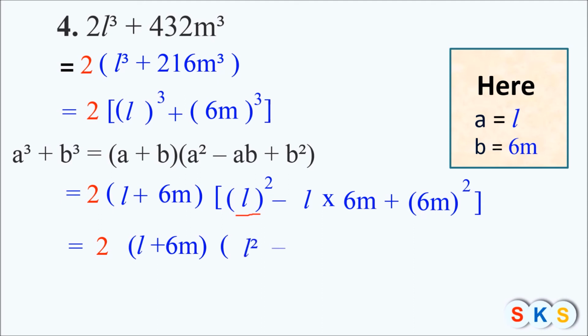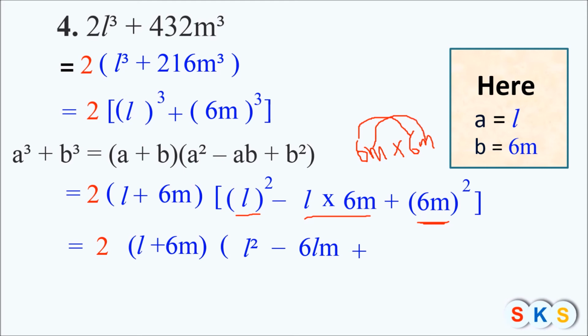L square minus L into 6m. L into 6m, what we'll get? If we multiply L with 6m, we will get 6lm plus the square of 6m. What do you mean by square of 6m? It means 6m into 6m. You can see on the screen I'm writing over here 6m into 6m. So 6 into 6 is 36 and m into m is m square.